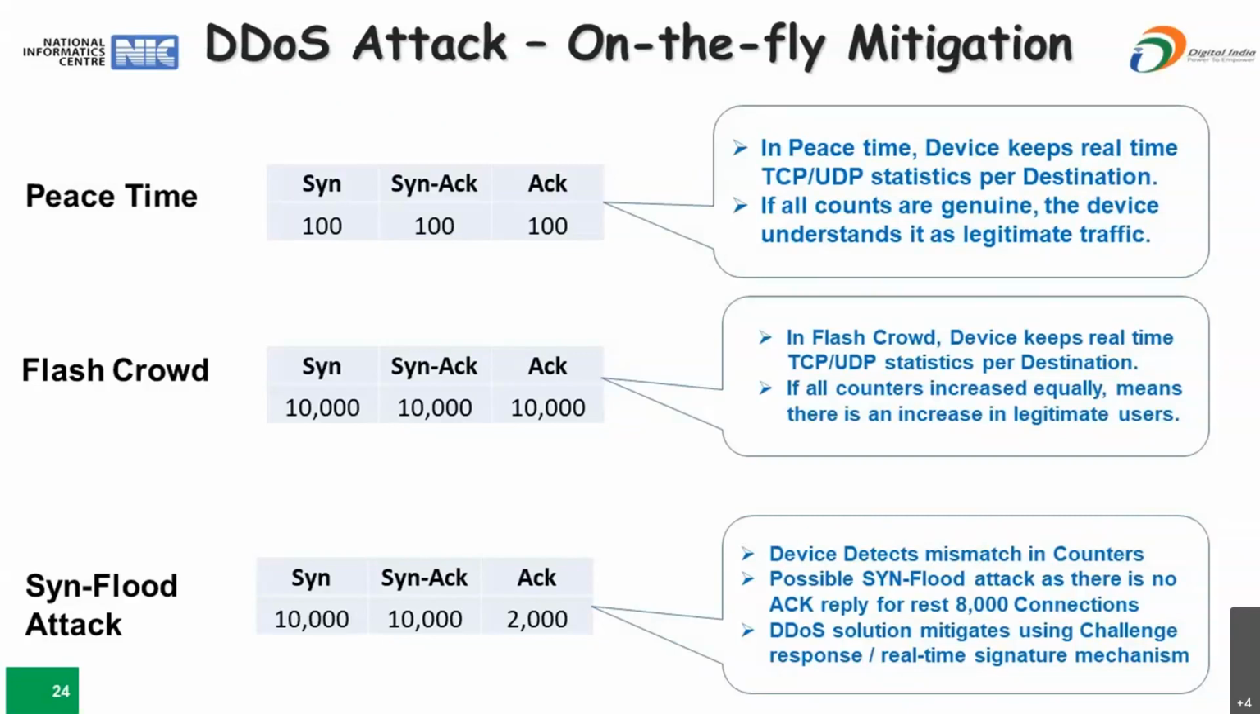Here is the SYN flood attack. It is the DDoS attack. Here, SYN packets are 10,000. SYN acknowledgement packets are 10,000, but acknowledgement packets are 2,000. This means the sender is sending the packets, but the receiver is not sending the acknowledgement for them. The receiver has sent only 2,000 acknowledgements. The device detects the mismatch and counters a possible SYN flood attack, as there is no ACK reply for the remaining 8,000 connections. So the DDoS solution mitigates using a challenge response real-time signature mechanism. So here you can recognize that the last one is the DDoS attack.